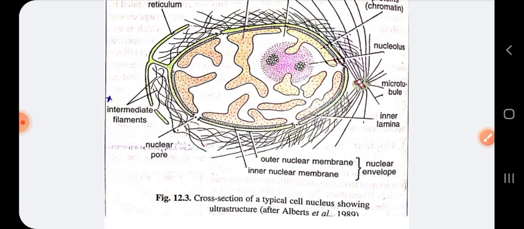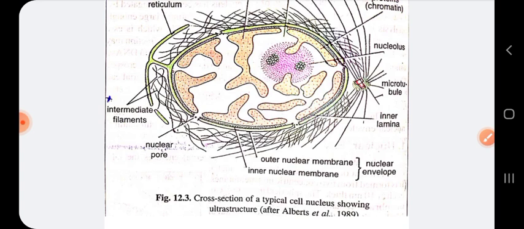The proteins made on these ribosomes are transported into the space between the inner and the outer nuclear membrane, and that is called the perinuclear space.